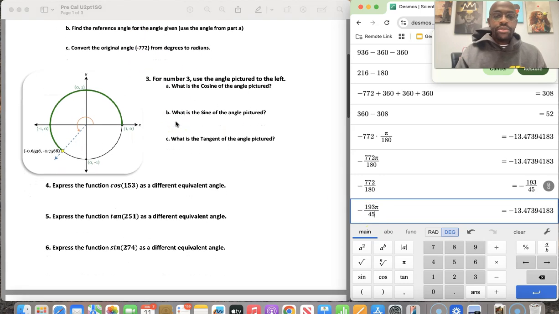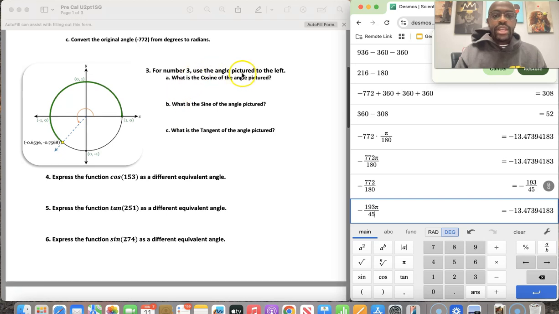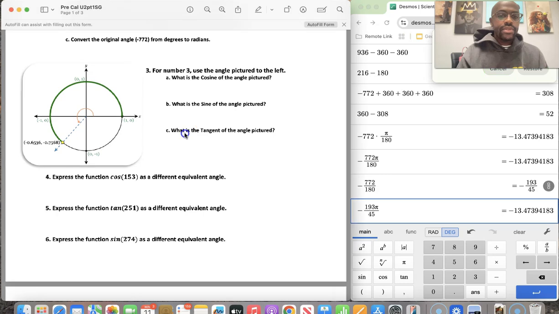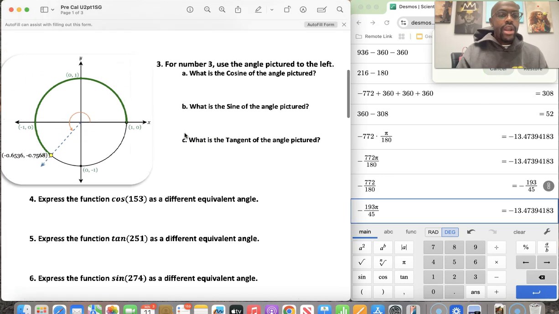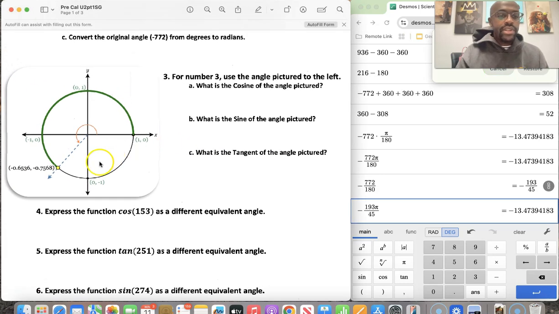So now we're looking at number 3. For number 3, use the angle pictured to the left. What is the cosine, sine, and tangent? If I'm looking for the cosine of an angle, I'm looking for the x value. The y value is the sine, while tangent is the y divided by the x, the sine divided by cosine.